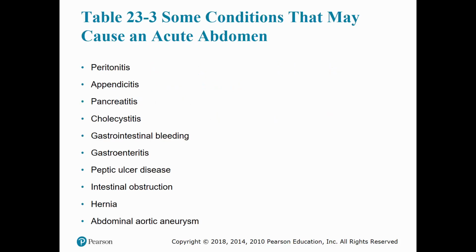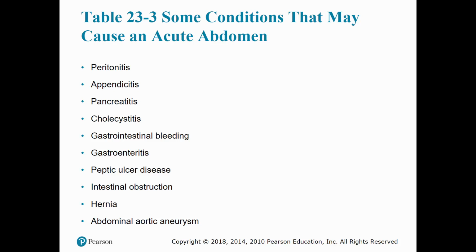And here we can see several conditions that may cause an acute abdomen or an acute abdominal pain patient. Peritonitis, very broad term, it just explains the inflammation of the peritoneum. Appendicitis, so inflammation of our appendix. Pancreatitis, inflammation of the pancreas. Cholecystitis, inflammation of our gallbladder. Gastrointestinal bleeding, when you have bleeding into the GI tract, that can cause referred pain. It can also cause pain in the actual structures. Gastroenteritis, where we have inflammation there in the GI tract. Peptic ulcer disease, where ulcers have developed and we have irritation of the ulcer site.